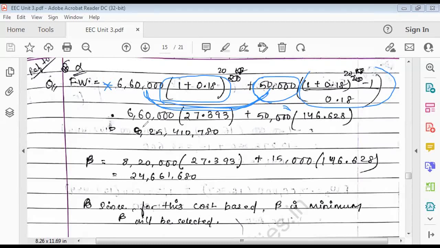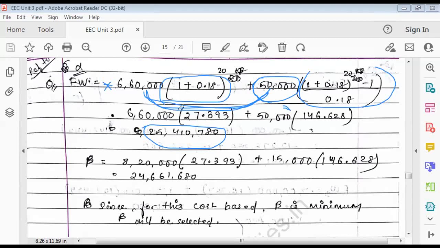And let us look at the value. It is 2 crore 54 lakhs 10,780, the future worth of alpha. And for the future worth of beta, always do this to save your time. The first one, you take the formula and find out the value. Remember the value, and for the second one you will not do anything.